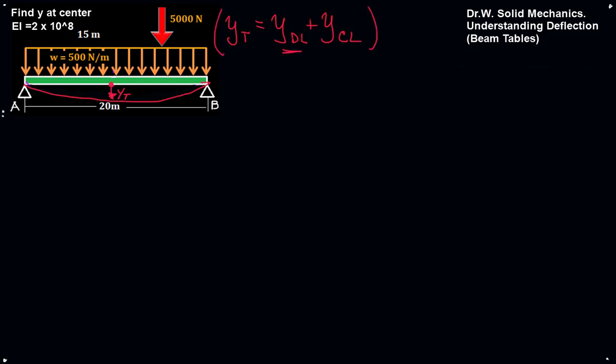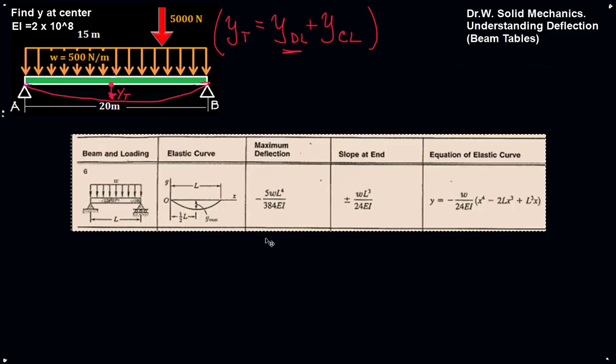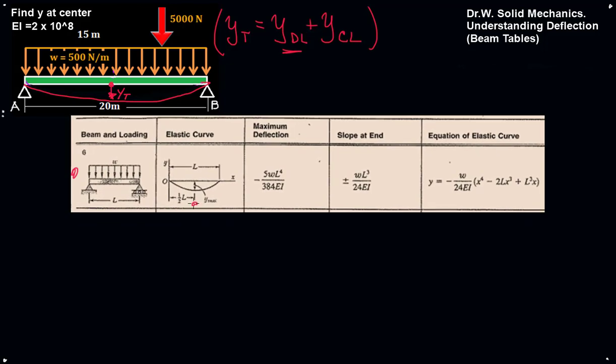So let's start with the distributed load. If we look at the table entry, we have Y max occurring at the center, which is where we're interested in. So this equation right here will give us the deflection at that point. We're told EI is 2 times 10 to the 8, so we know the value for that. And I'm going to omit the negative signs. We generally know this is both acting down.